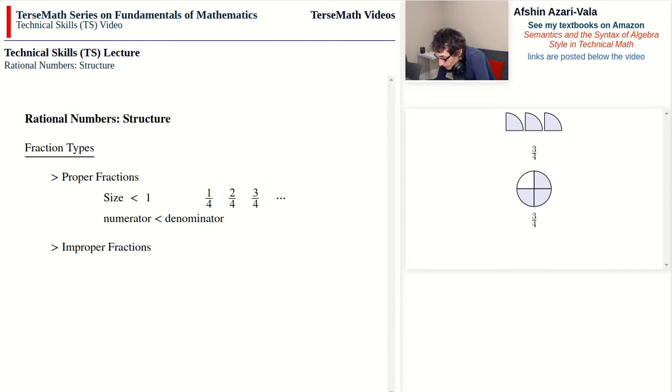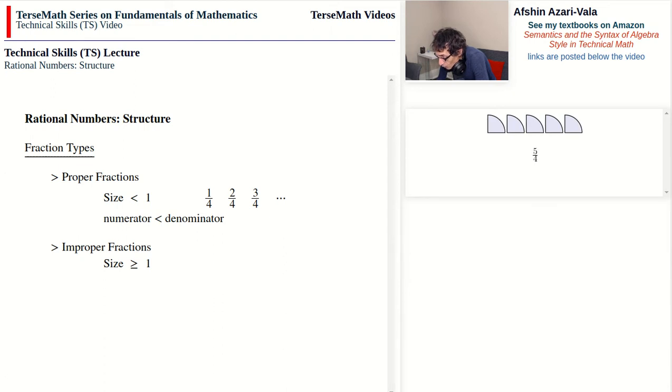Improper fractions are either equal to 1 or larger than 1. So if we now add one more piece and talk about 4/4, 4 pieces, each one is 1/4, then we end up with this amount, and we can arrange them in pie form to end up with pretty much a 1. We can view 4/4 as 1, and so 4/4 becomes an improper fraction. Improper fractions, as I mentioned, have sizes that are either greater than 1 or equal to 1.